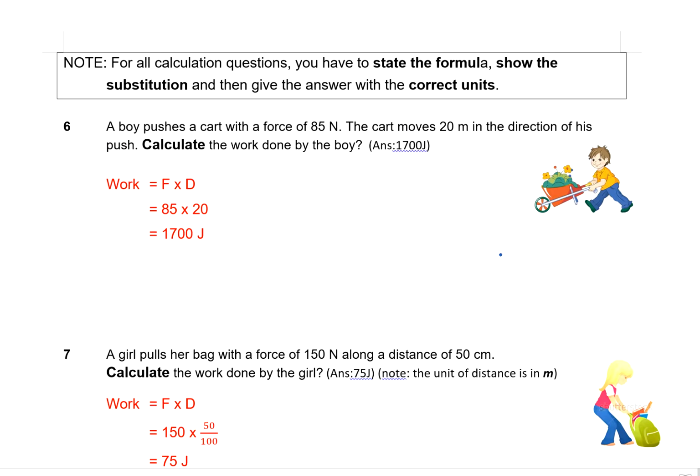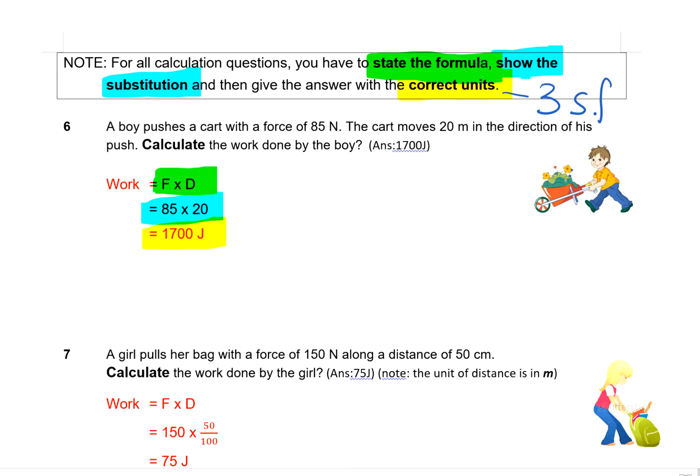Next, we go on to the calculation questions. Again, I want you to take note. Don't take shortcuts. There are 3 steps. The first step is always to state the formula. So you can see here, I always state the formula. The second step is to show the substitution. So this is what I mean by substitution. And then the final step, your answer must be given in the correct units. And perhaps I could just add in, make sure it's 3 significant figures with no fraction.